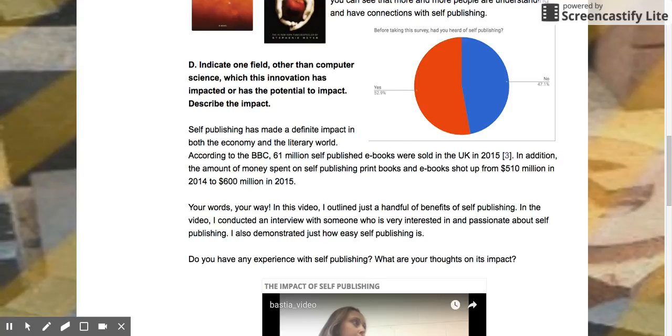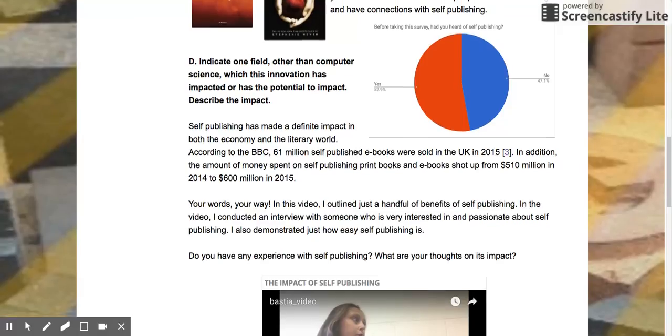But the biggest thing I noticed through this survey was that more and more people are becoming aware of self-publishing or are having an individual impact with it. So, this red wedge, this yes wedge, have you heard of self-publishing? More and more people know about it. It's no longer seen as the way for authors to publish books that aren't necessarily good enough for publishing companies. No, it's a way for authors to really take control of their projects.